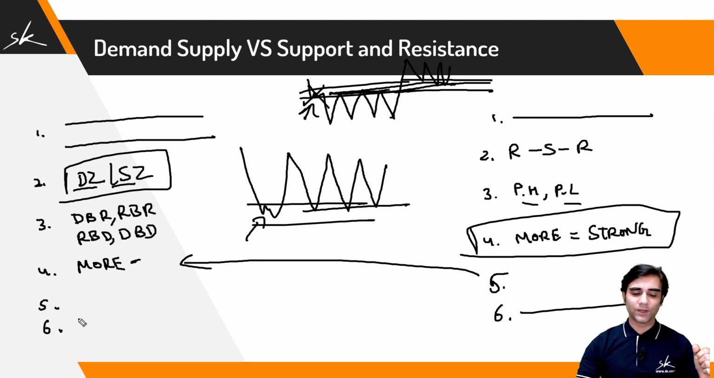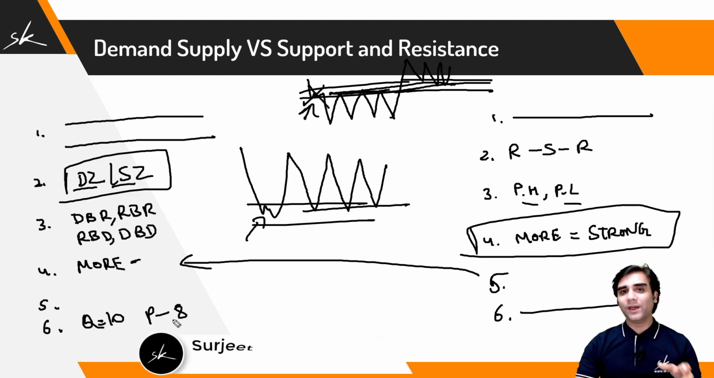The very first one is the quality of the zone, and the second one is the probability of the zone. Now this quality scoring is done out of 10 and the probability scoring is done out of 8. So a zone can have a maximum quality score of 10 out of 10. Similarly, a zone can have a maximum probability score of 8 out of 8.